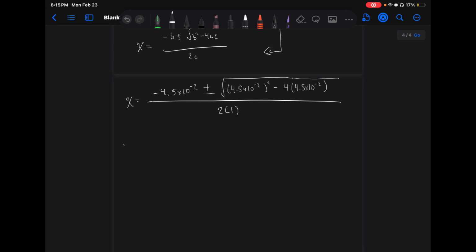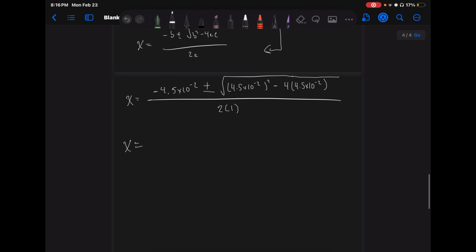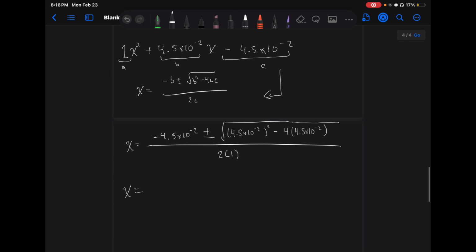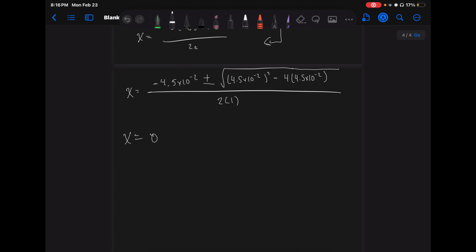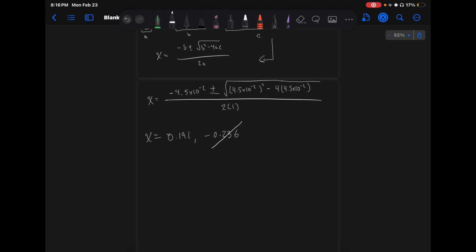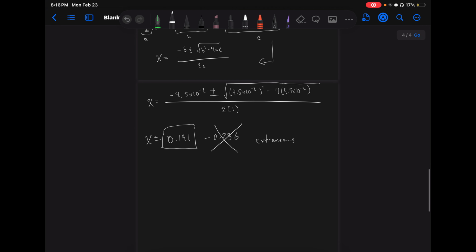Anyways, so we find x, and I guess we could solve for it. It's just really annoying typing into my calculator. But what you should get is one value of x being 0.191, and then another value being negative 0.236. So clearly we can't have a concentration that is negative, so this solution is extraneous, and we can't count it as an answer. That means 0.191 is our answer for what x is going to be equal to.